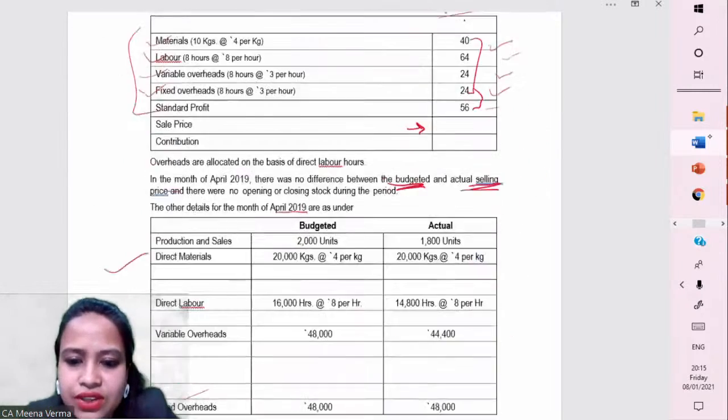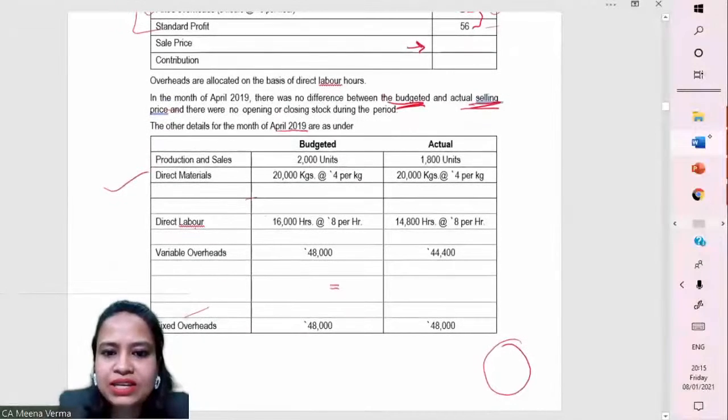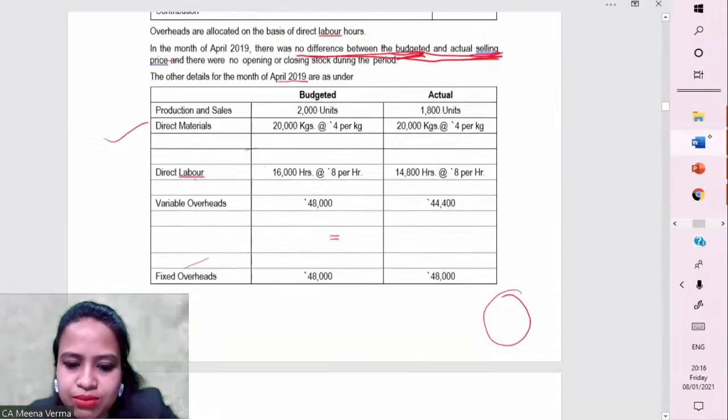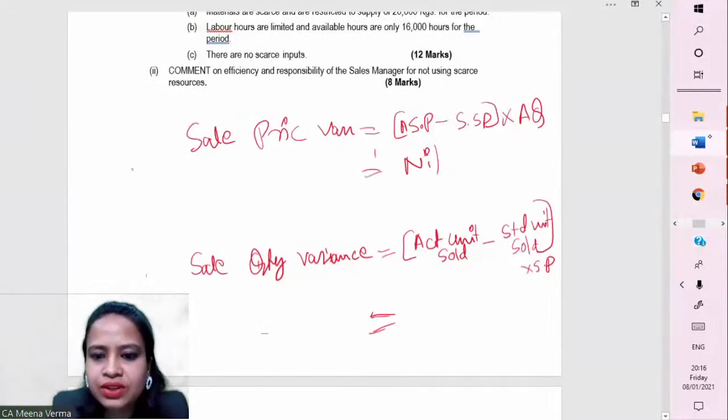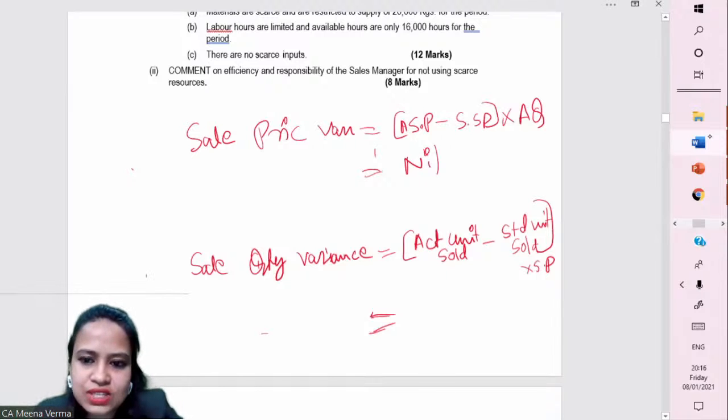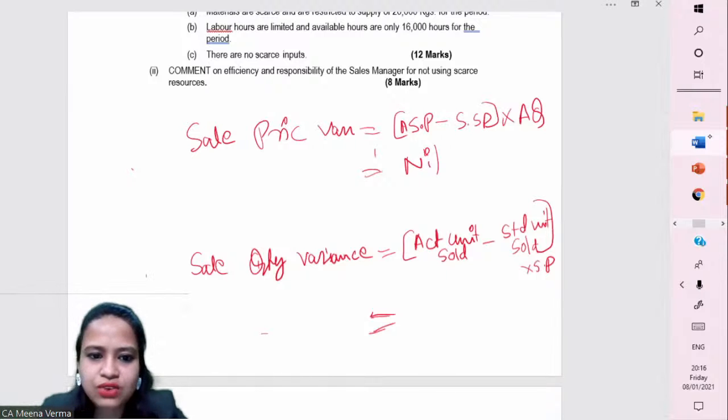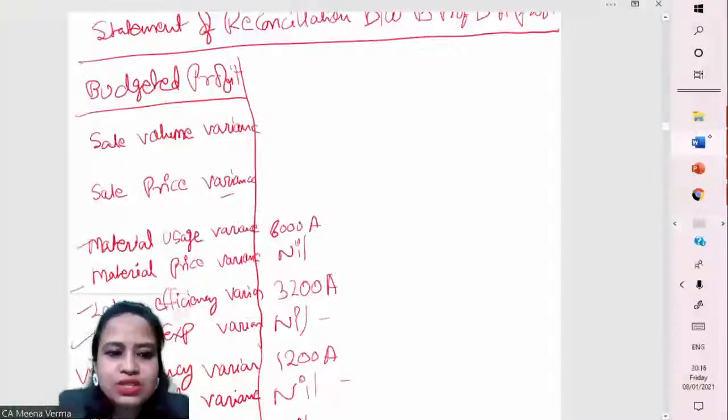See, it is given here. The budgeted selling price is equal to actual selling price. There is no difference between them. So it means that this value is nil. The budgeted selling price and the actual selling price are the same, so this value will be nil. Okay, so this value is nil.